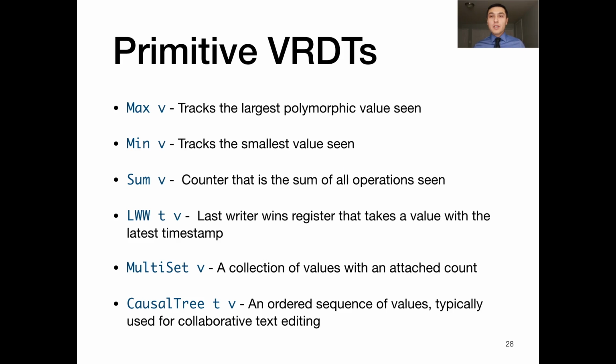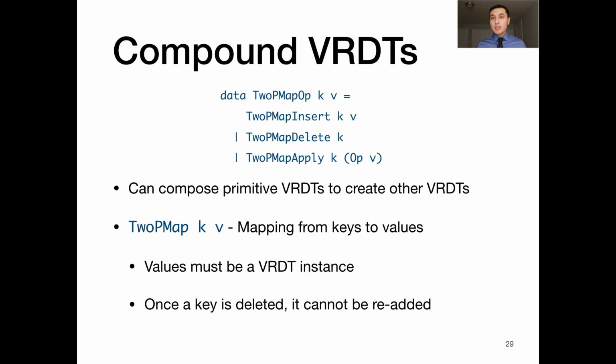Multiset is a collection of values with an associated count, and causal tree is an ordered sequence of values, which is typically used in collaborative text editing. We also implemented compound VRDTs, which are special VRDTs that can be composed on top of other VRDTs.